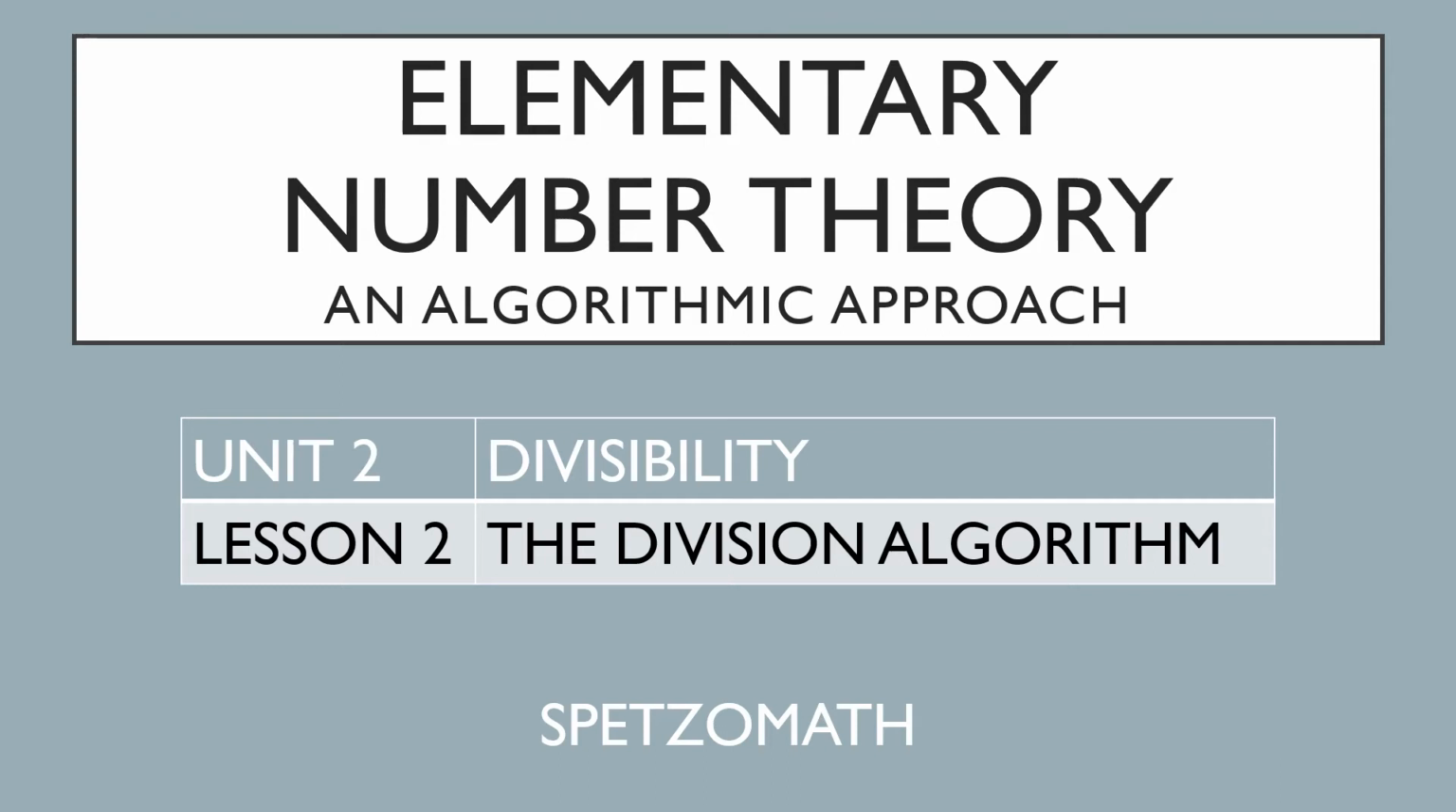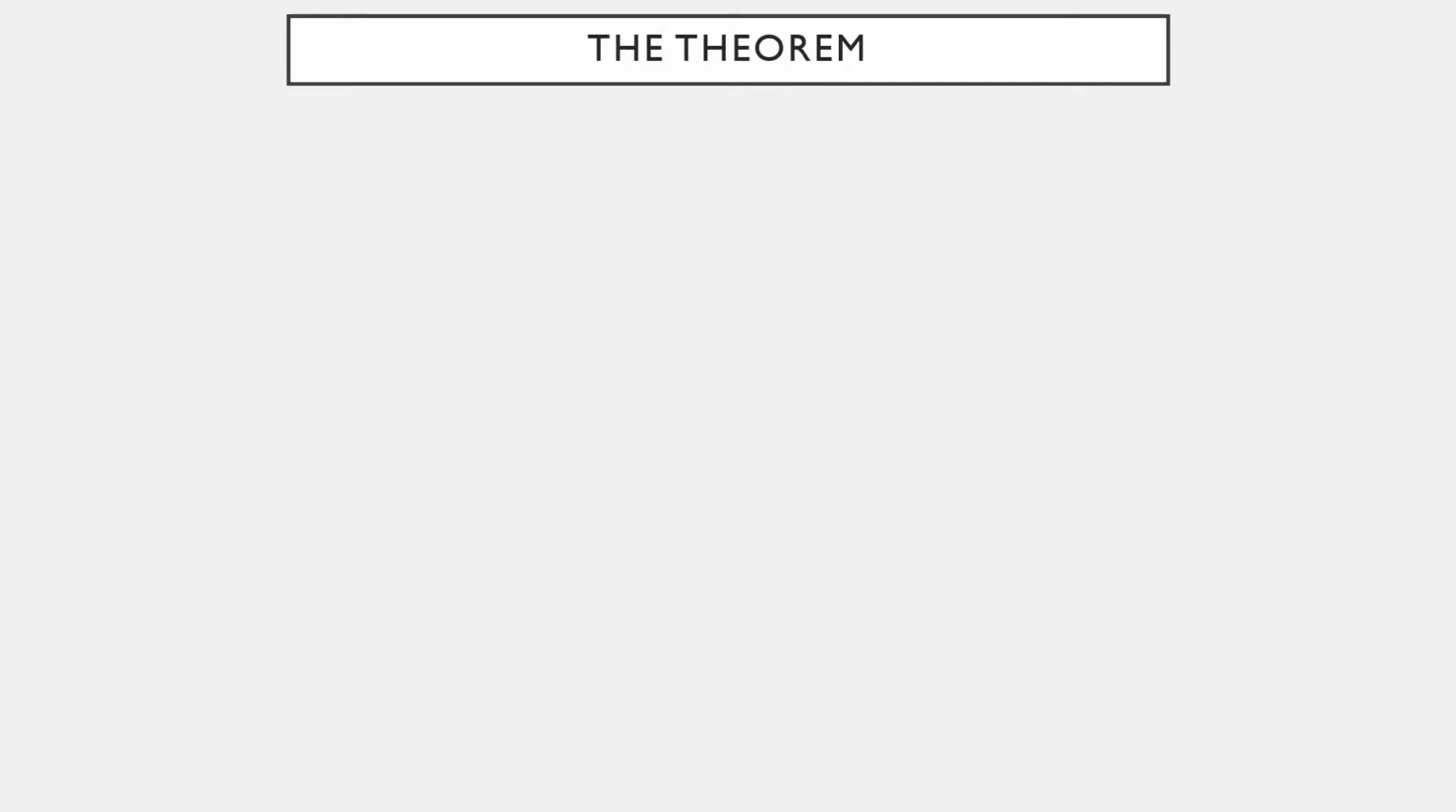Moving on in our discussion of factors and divisibility, we're going to learn something called the division algorithm. Here's a theorem that's going to underpin the algorithm we present later. For any integer n and for any positive integer b, there exists a unique choice of integers q and r so that two things are true.